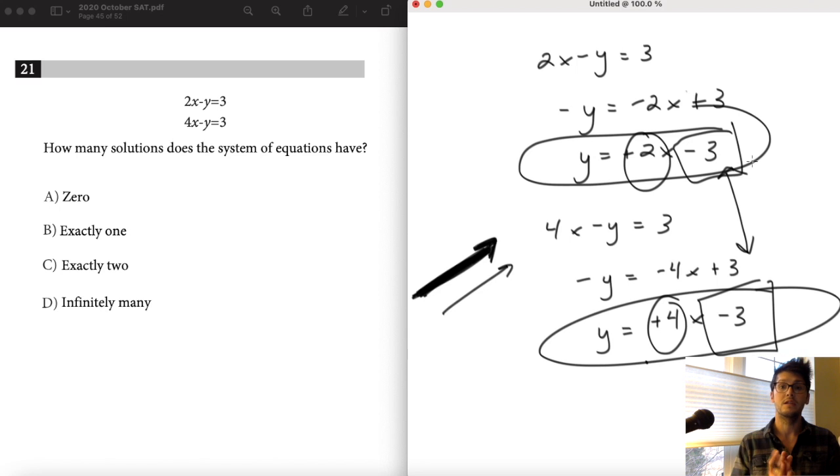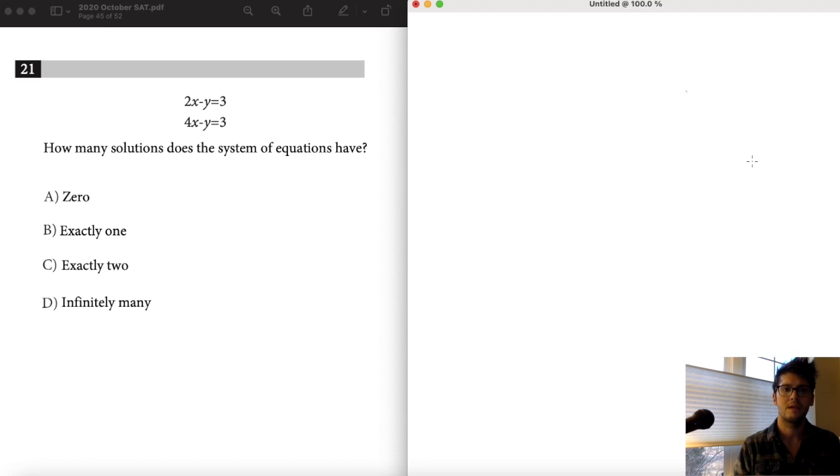If you have different slopes, then it doesn't matter what the intercepts are. Different slopes will mean only one intersection point. And then if you have the same slopes but different intercepts, those are parallel lines. They have the same slope. They start in different places. Those have no solutions. They never cross each other. So just to be clear, solutions mean intersections. Right? That's what that means.